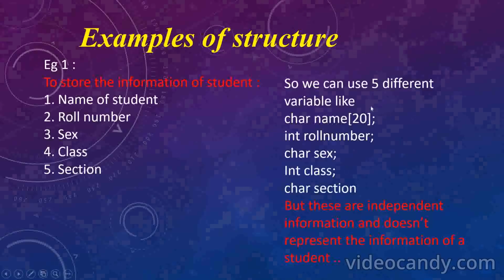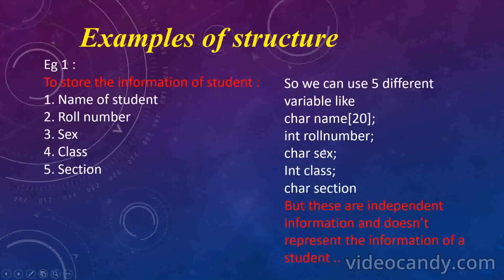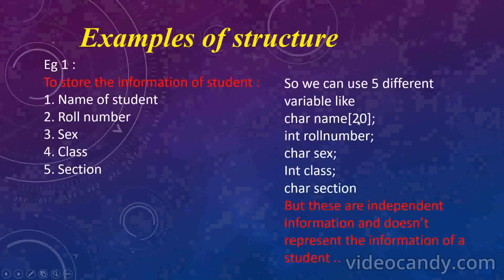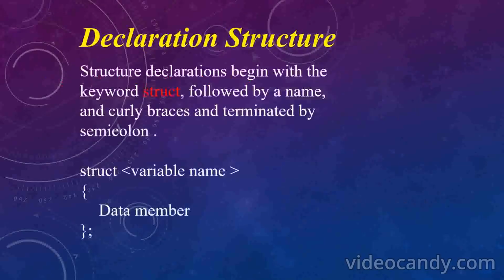So what we can do is declare 5 different variables: char name[20] to store the name, int roll number to store the roll number, char sex to store the sex, then int class to store the class, then char section. But these are independent pieces of information and do not represent the information of a student as a single unit. So we need to store information as a single unit. Then the structure comes into the picture.